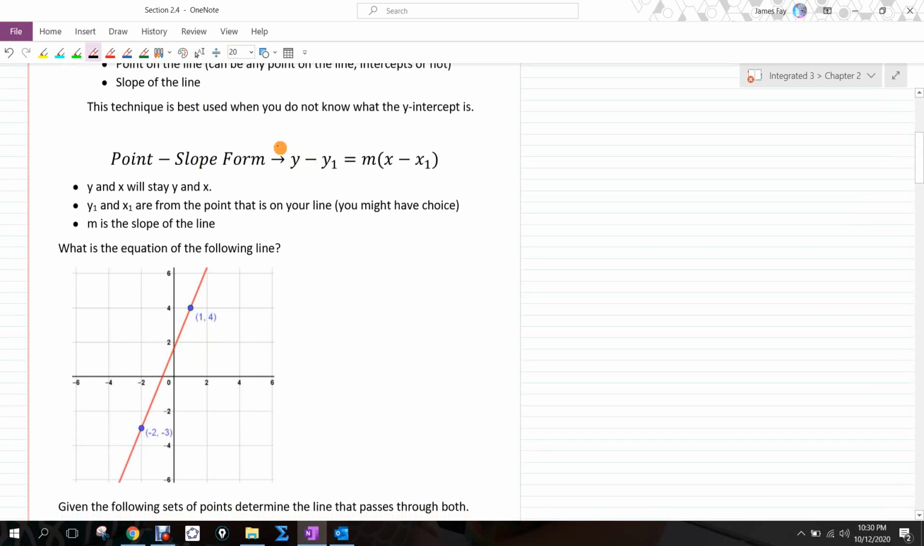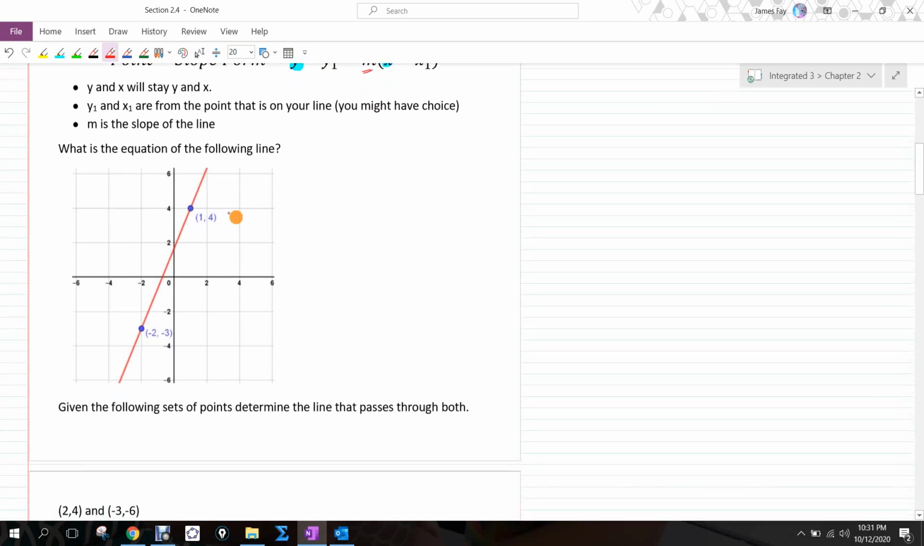But here is the point slope form formula. Basically, we're going to have y and x right in these two spots. They're always going to be y and x. And then y1 and x1 are the point that was on the line. Now it could be an x-intercept, y-intercept, or any other point. And then this here is your m, which is your slope. Once you have those things, just insert them into this format, and you have the equation of a line in what we call point slope form. The one thing to know is that what I've highlighted here, they stay y and x.